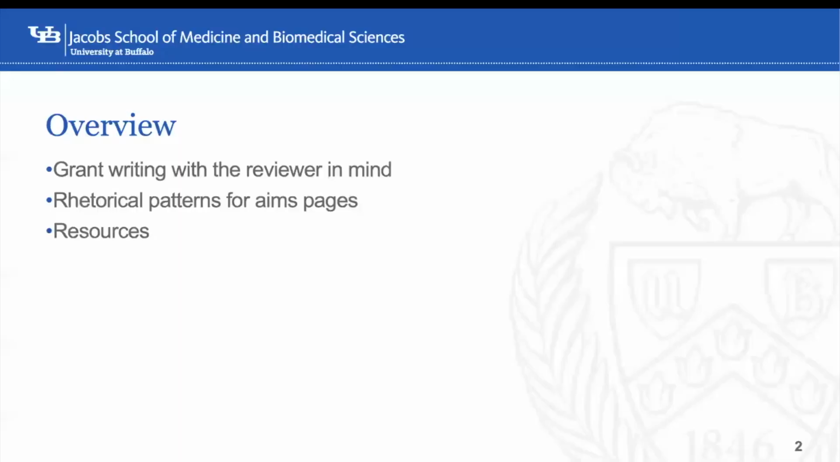Today we're going to be talking about Aims pages in general, but one of the things I would also like to do is talk a little bit about how to think about the process of reading and evaluating, so that it guides how we write. Okay.